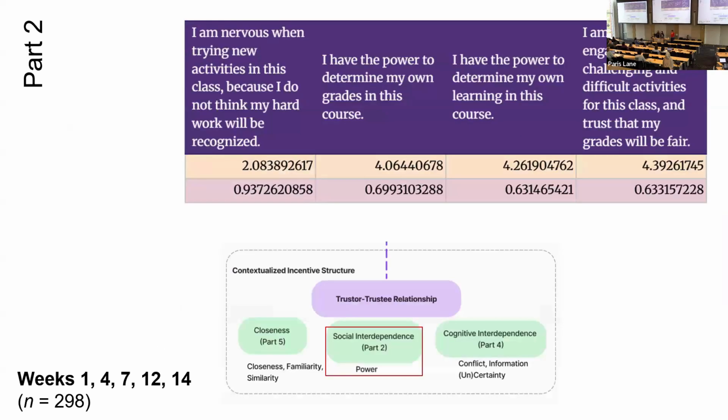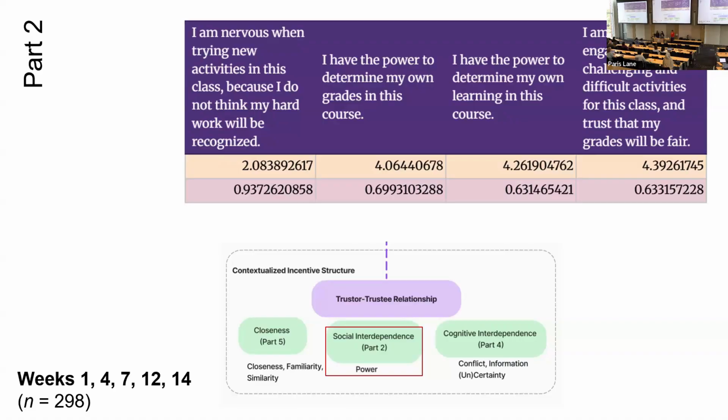But let's go to part 2 survey. This is about grades and power. What's really interesting and striking here, especially as we reflect on the insights that we gather from survey part 3, is how empowered students feel. They say, I'm actually not nervous when trying new activities in this class. I actually think I have the power to determine my own grades in this class. I'm also even willing to engage in challenging and difficult activities for this class, and I trust that my grades will be fair, which is quite interesting, right?